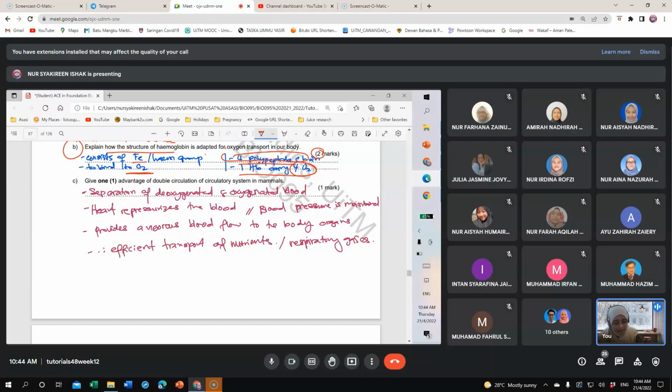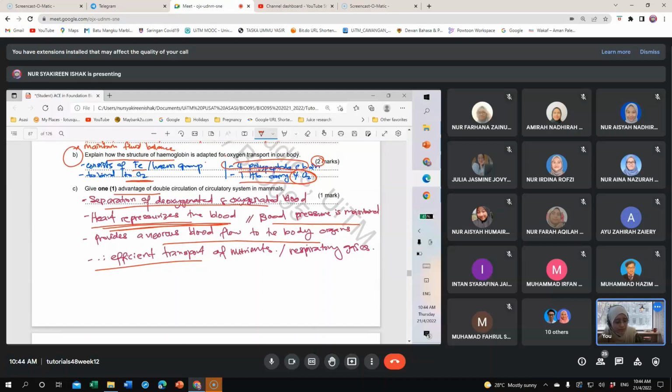So another advantage adalah to separate, okay, oxygenated and deoxygenated blood. There's separation. So oxygen poor blood will not get mixed with oxygen rich blood. Sebab dia akan asingkan, satu pergi kat pulmonary circuit ke lung, satu pergi ke systemic circuit throughout the body. Okay. So the purpose is to repressurize the blood. Okay. Repressurize the blood or maintain blood pressure. And then provide a vigorous blood flow to the body organs in the systemic circuit, and this therefore to allow efficient transport of nutrients and also respiratory gas.